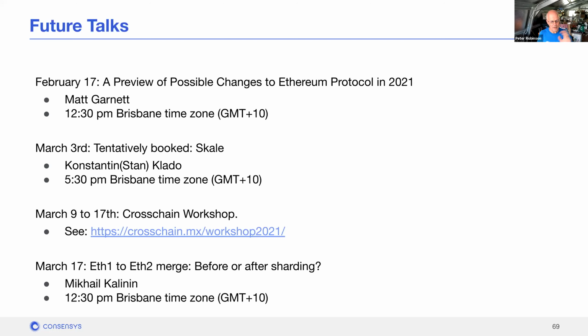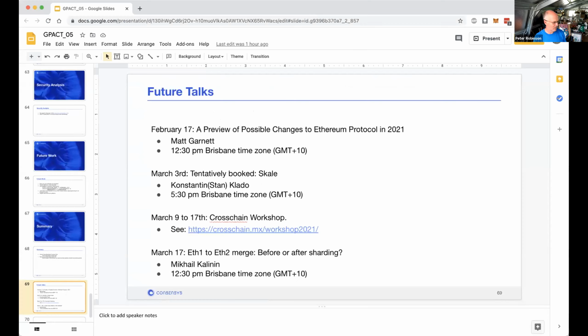And then Mikhail is going to talk about ETH1, ETH2 merge. I need to update that because we agreed it wasn't going to have the before or after sharding point. Anyway, so just think ETH1, ETH2 merge. And Mikhail is an expert on that, so that's going to be an awesome talk. And that is the end of my slides.